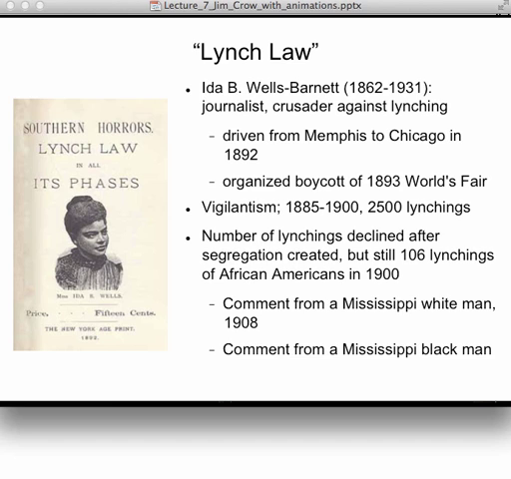Lynching is one type of what we call vigilantism, or vigilante justice. That is, when citizens take the law into their own hands because they believe that law enforcement officials are not enforcing the laws the way they want them to be enforced. And so between 1885 and 1900, there were recorded about 2,500 lynchings of African Americans, again, mostly of men who were accused of rape.